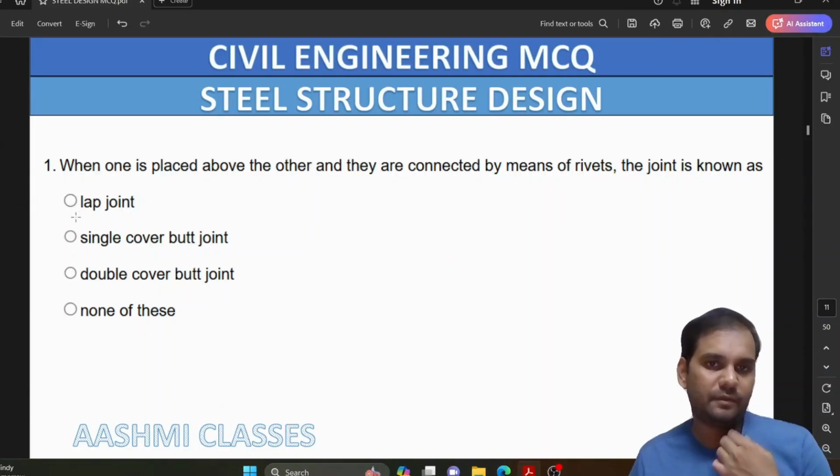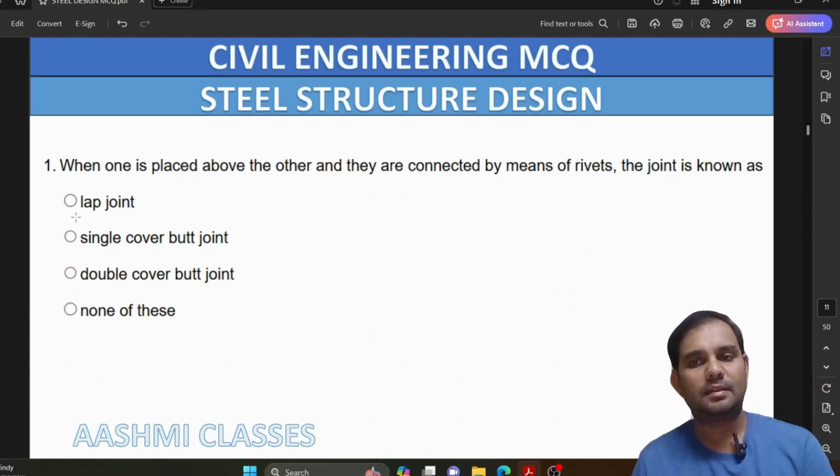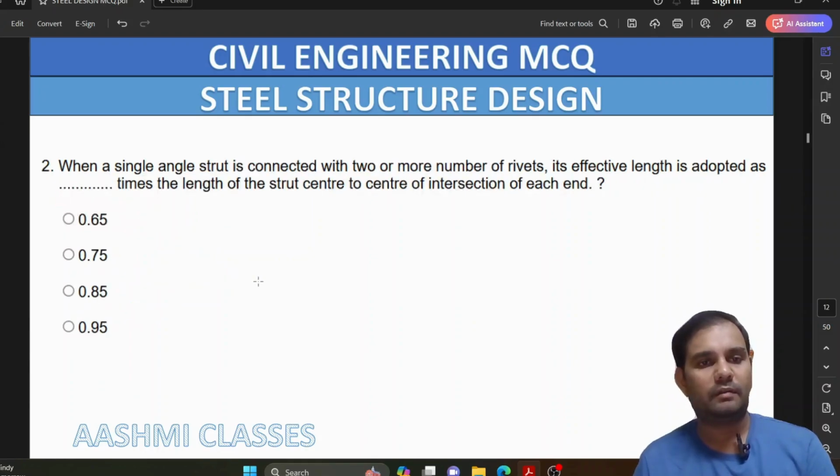Which one is placed above the other and they are connected by means of rivets? The joint is known as lap joint. When a single angle strut is connected with two or more number of rivets, its effective length is adopted as 0.85 times the length of the strut center to center of intersection of each end.